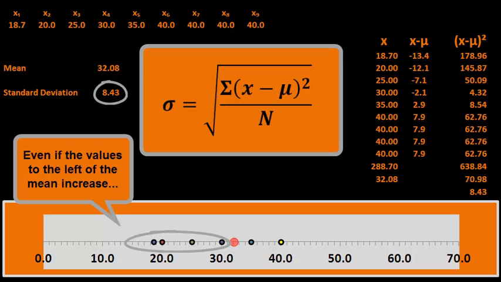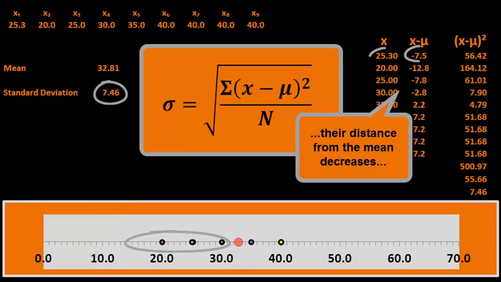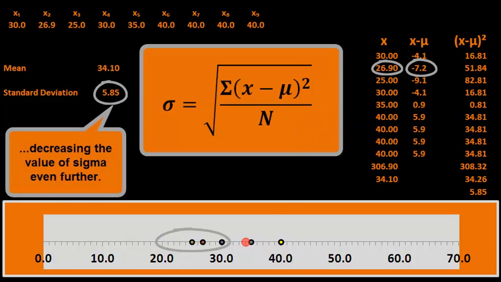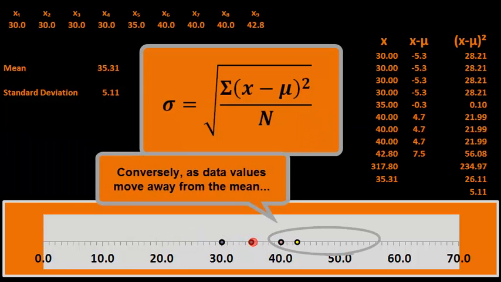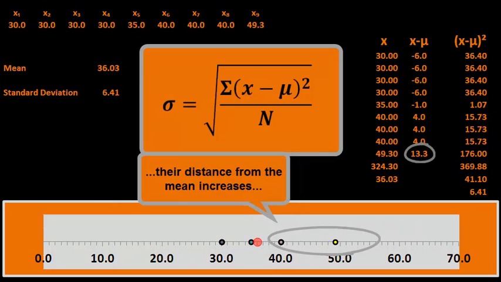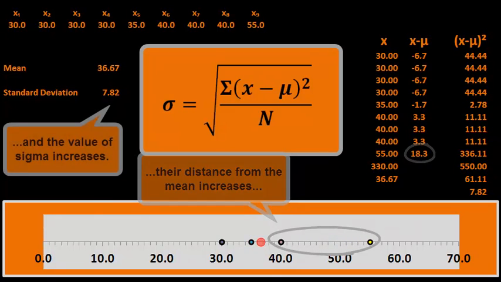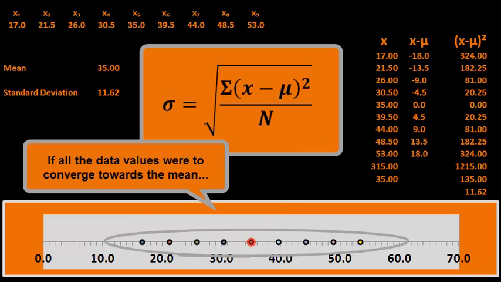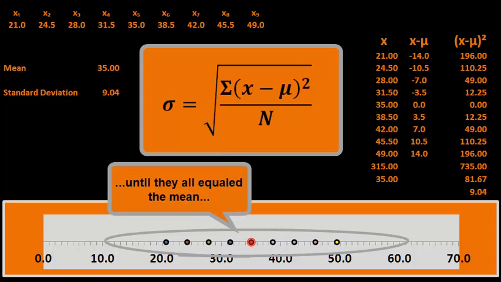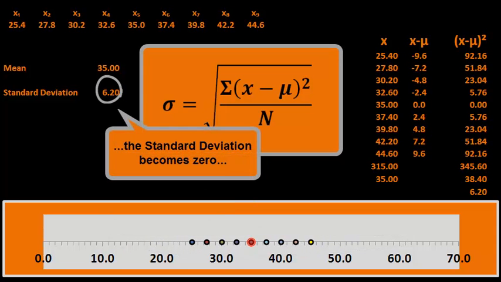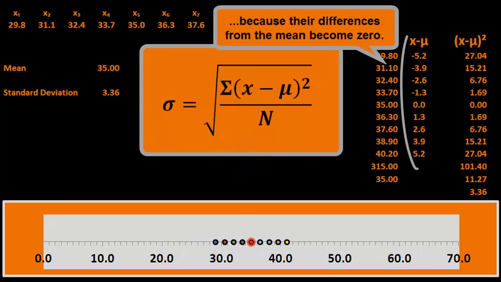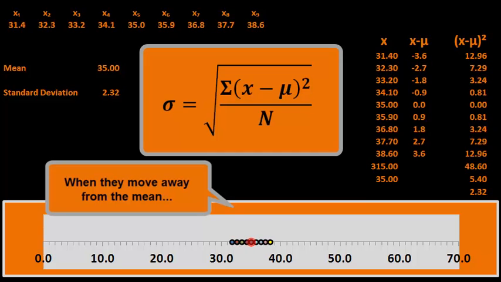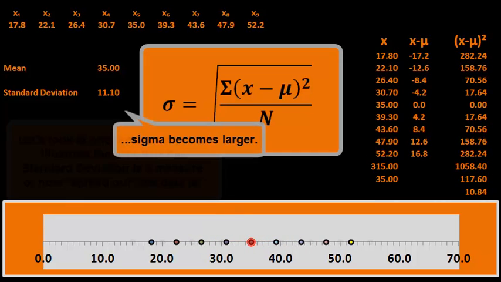Even if the values to the left of the mean increase, their distance from the mean decreases, decreasing the value of sigma even further. Conversely, as data values move away from the mean, their distance from the mean increases, and the value of sigma increases. If all the data values were to converge towards the mean until they all equal the mean, the standard deviation becomes 0, because their distances from the mean become 0. When they move away from the mean, sigma becomes larger.